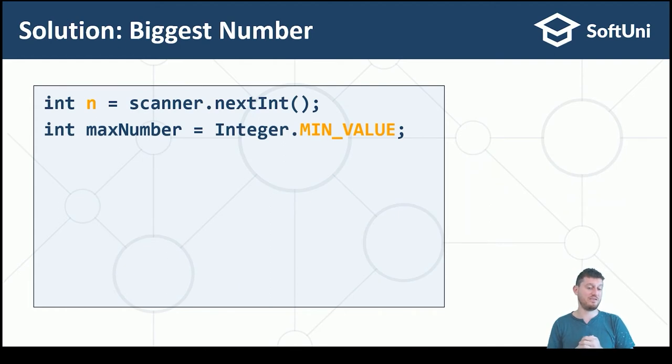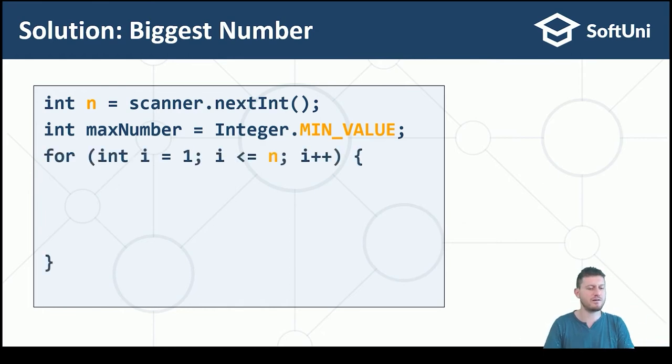But first, let's see the original solution. It is this one. We start from reading n from the input to know how many numbers we expect. We take the current max number as Integer.MIN_VALUE, or this will work also, Double.NEGATIVE_INFINITY, it's similar. This is something very, very small, a negative number. This solution works for ints, to be honest.